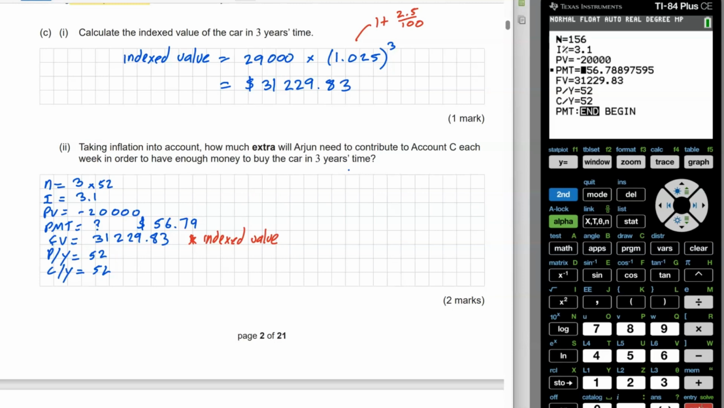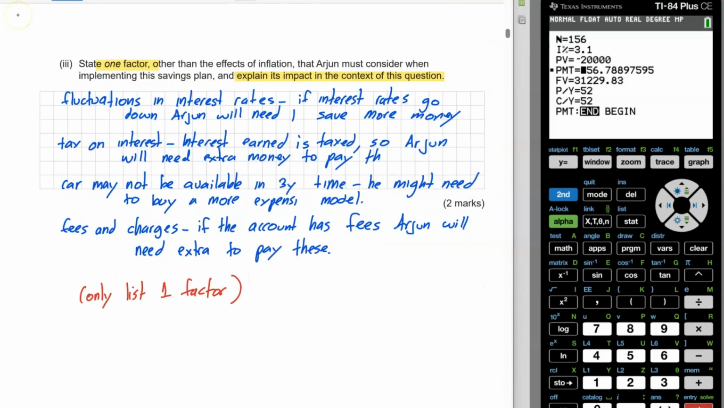Careful though, because the question says how much extra is he going to need, so therefore we want to know how much it is above the $50. So the extra is equal to 56.79 minus the $50. So it's going to be $6.79. Okay, just going down to the next page.